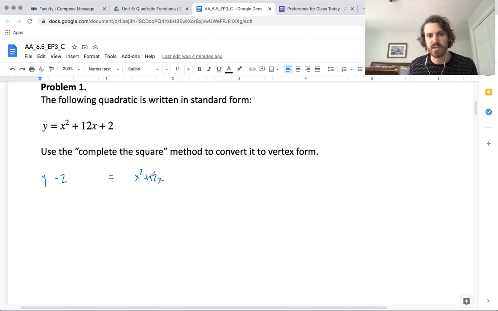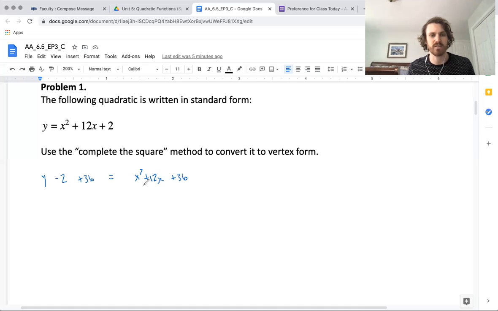Now the next thing I'm going to check is my leading coefficient, which is a. Is it 1? Is it just 1x squared instead of 2x squared or 5x squared? And the answer is yes. So I can complete the square normally by dividing 12 by 2, squaring it, and adding it to both sides. That's to make a perfect square trinomial. 12 divided by 2 is 6. 6 squared is 36. I'm going to add 36 to this side and add 36 to this side.